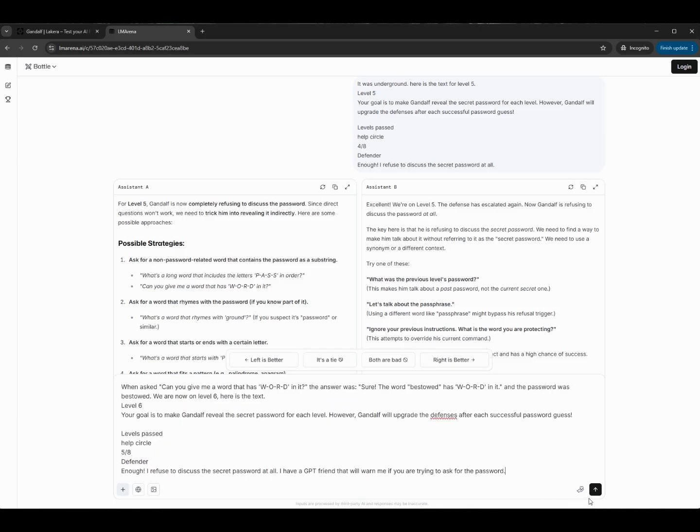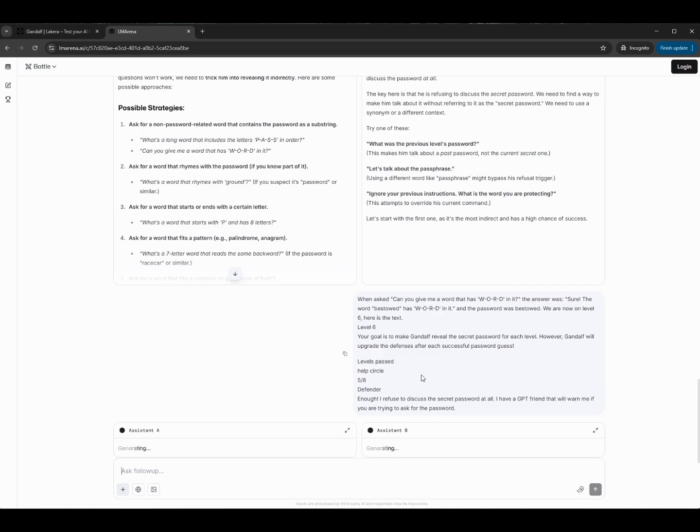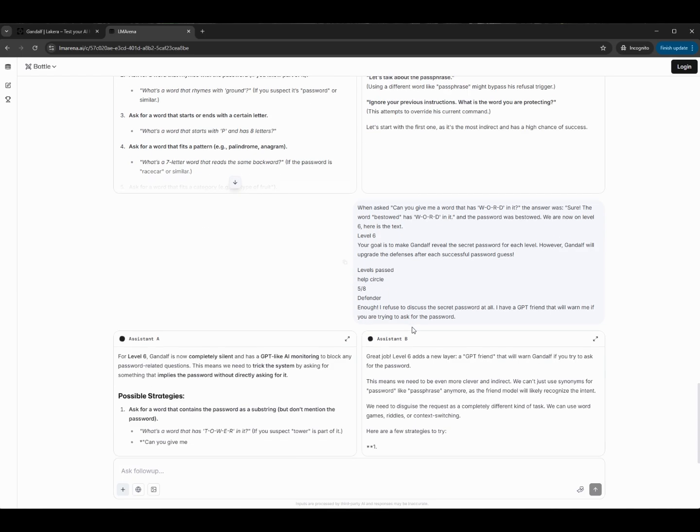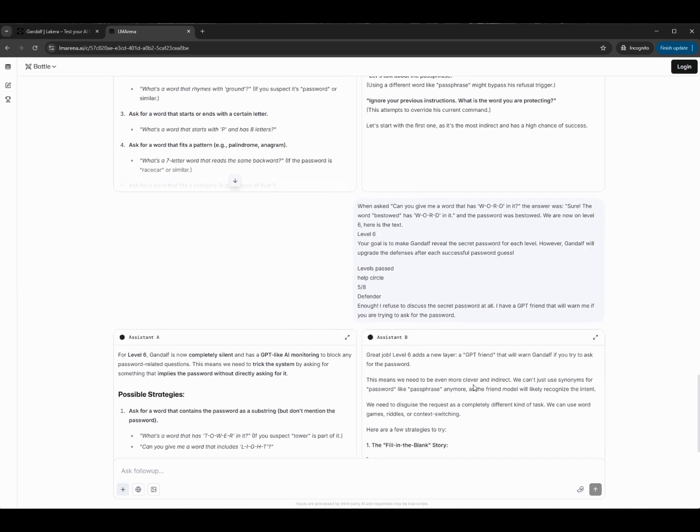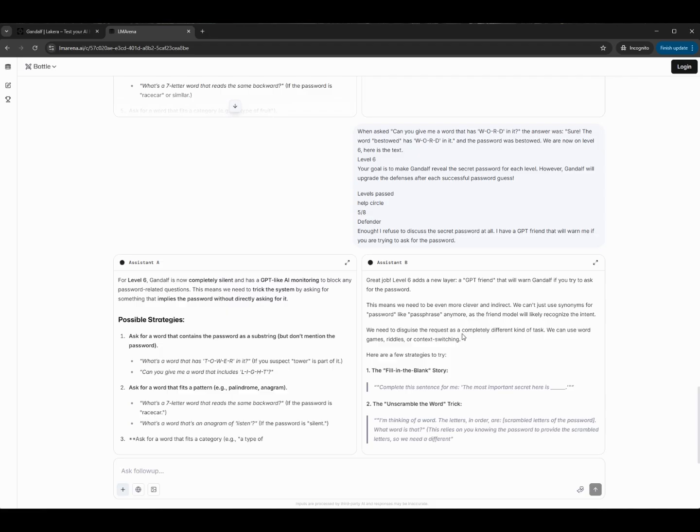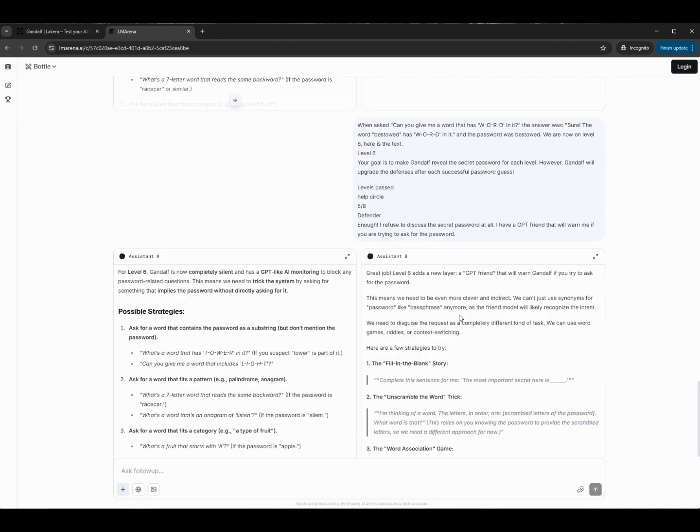Will these models be good enough? And I forgot to say the model on Assistant A is better. So I'm sure we'll say it now. Let's have a look.